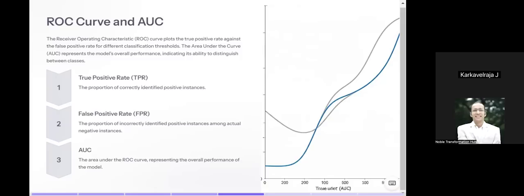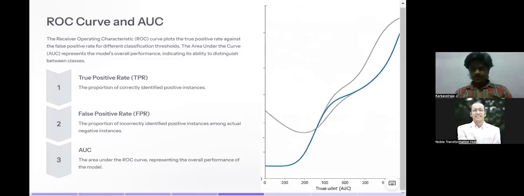True positive means right, against the false positive, whatever is not right. This is how you can differentiate. Okay. Rate for different classification thresholds. That is what it is.